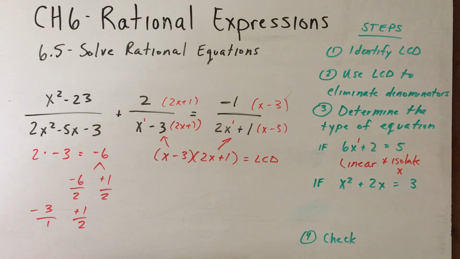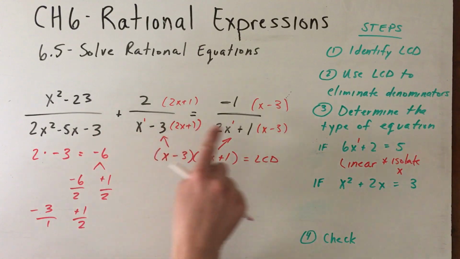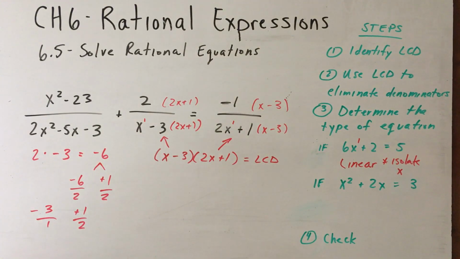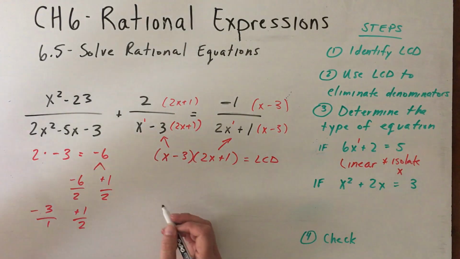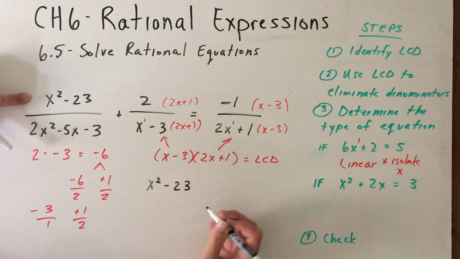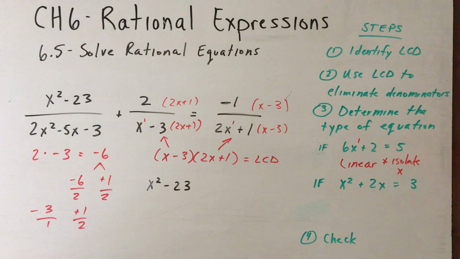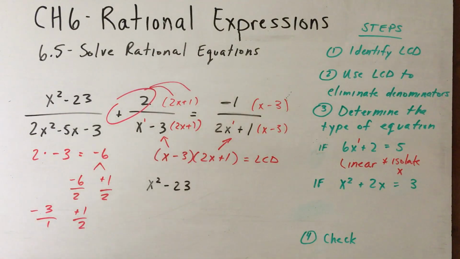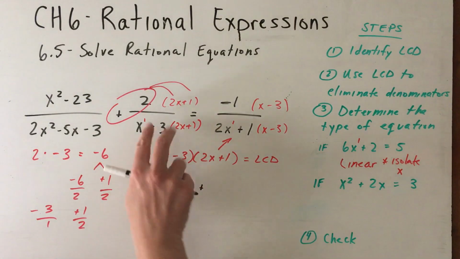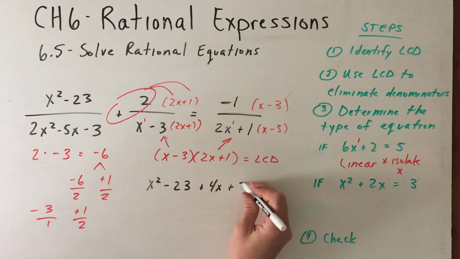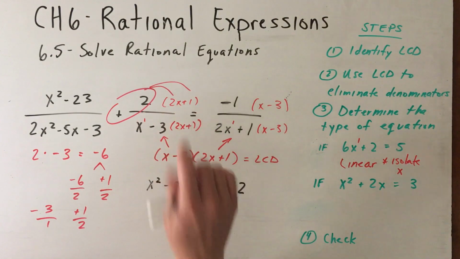we're using this LCD to eliminate the denominators. When all of the denominators are the same, then I can say, hey, what's left in the numerator? In the numerator, we're going to have x squared minus 23 in this numerator. In this numerator here, I'm going to take the sign right here and distribute that in. So that is going to be a plus 4x and a plus 2, okay, for this numerator right here.